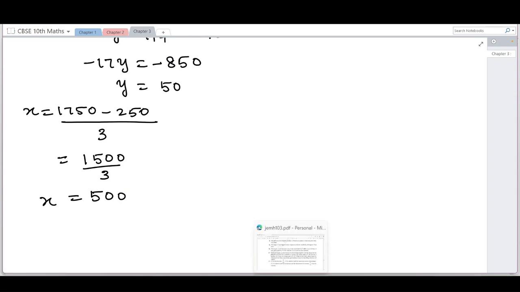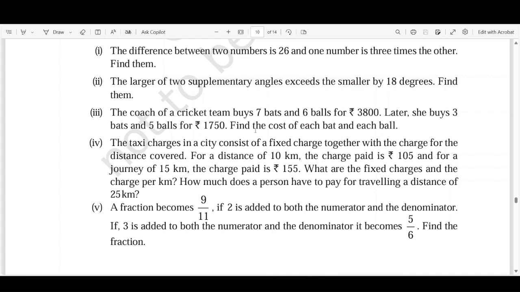So thus the coach has purchased bats and balls for the cost 550. Clear?